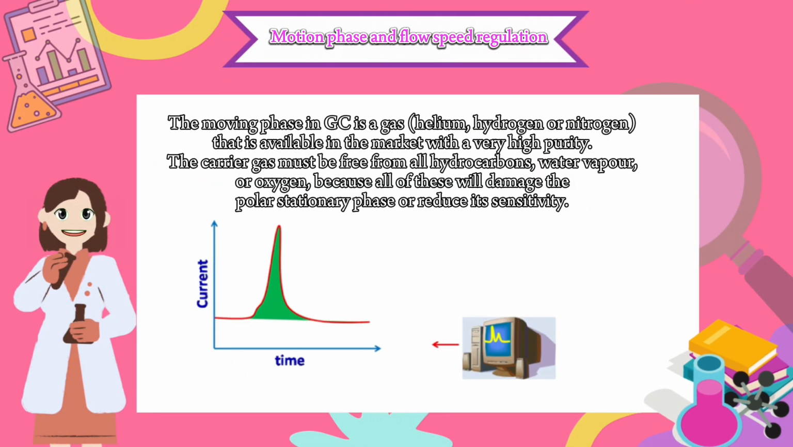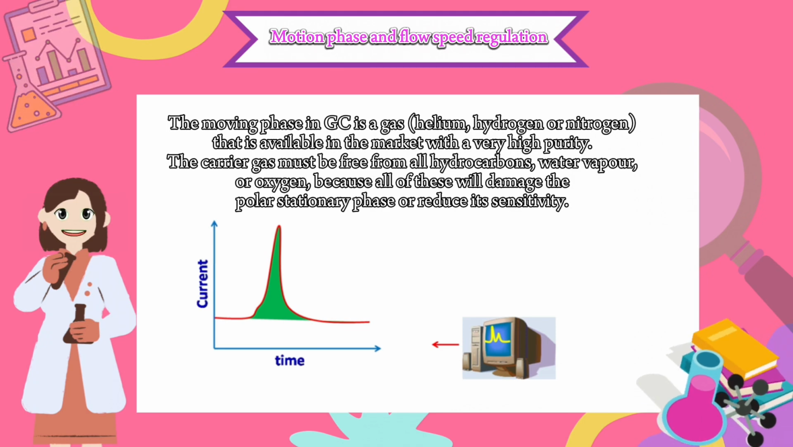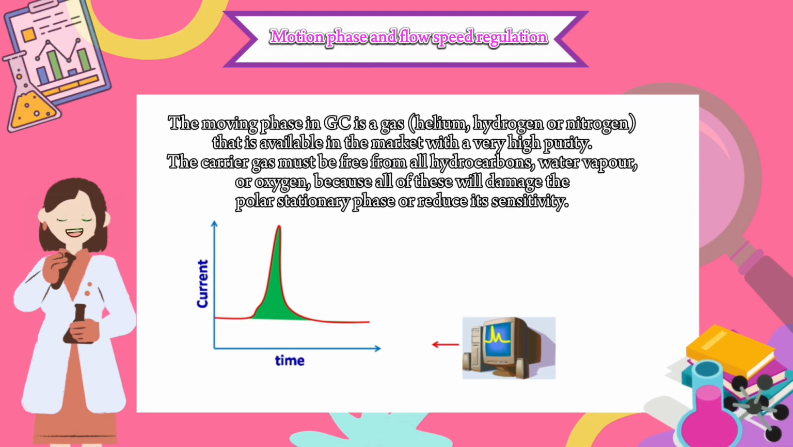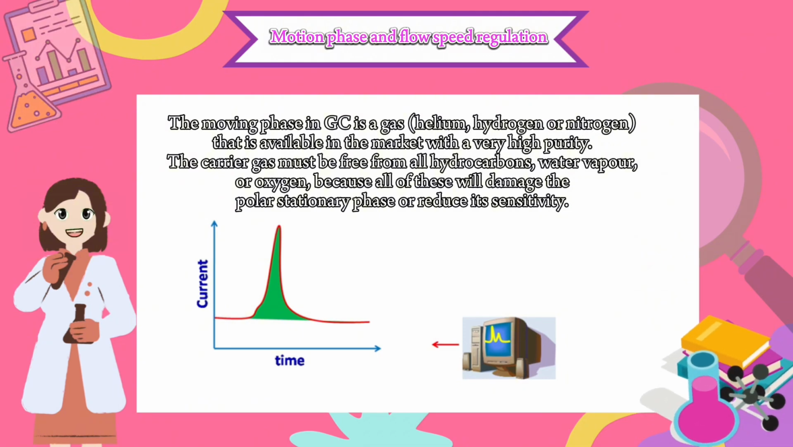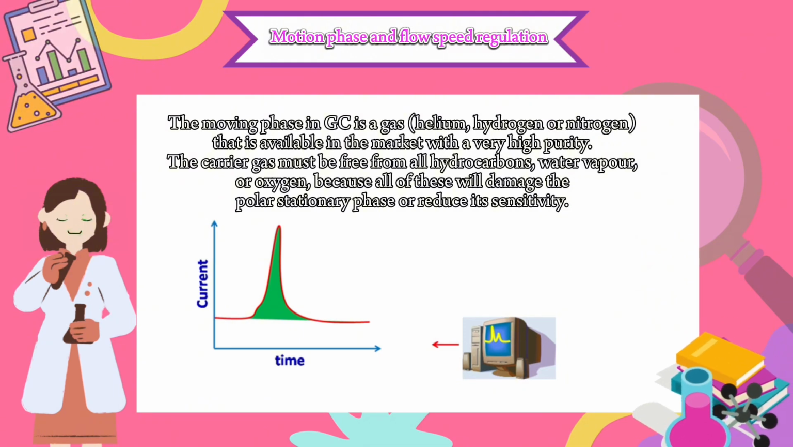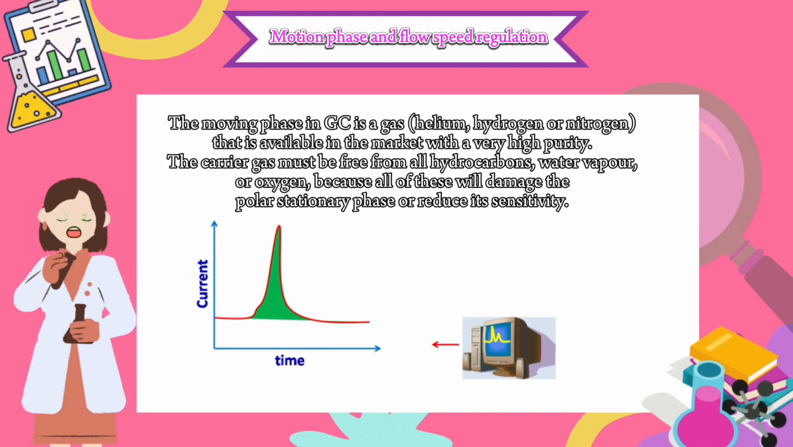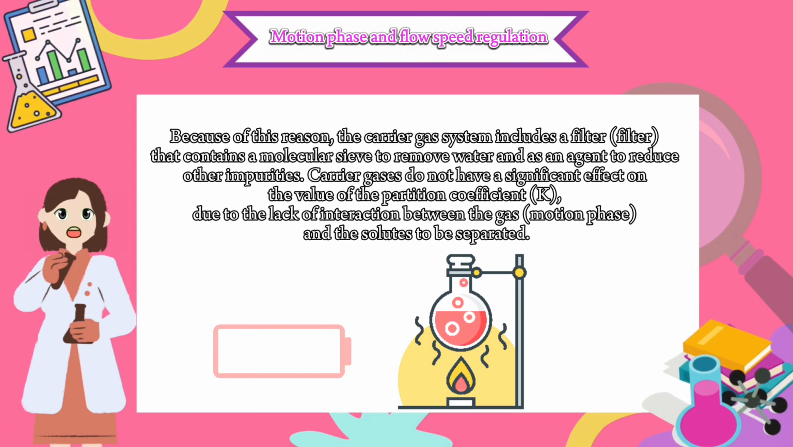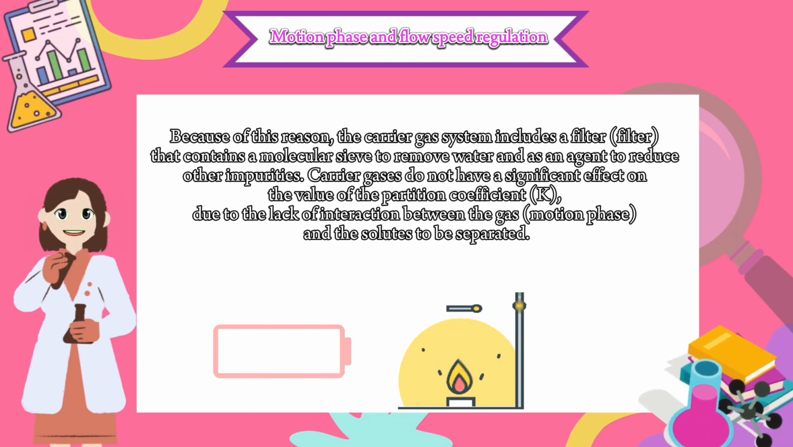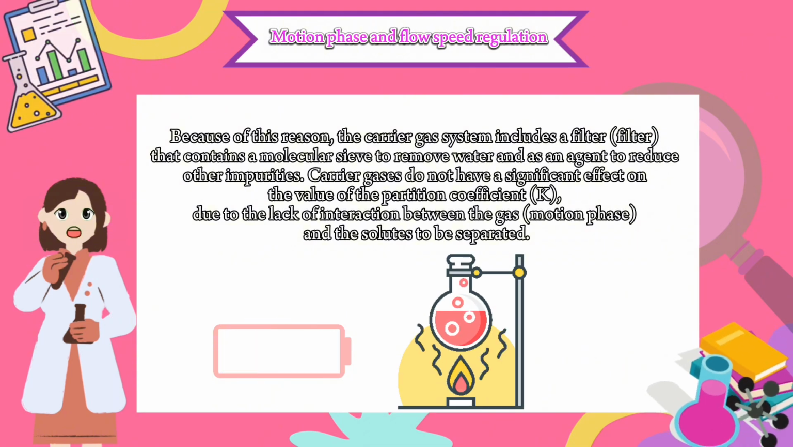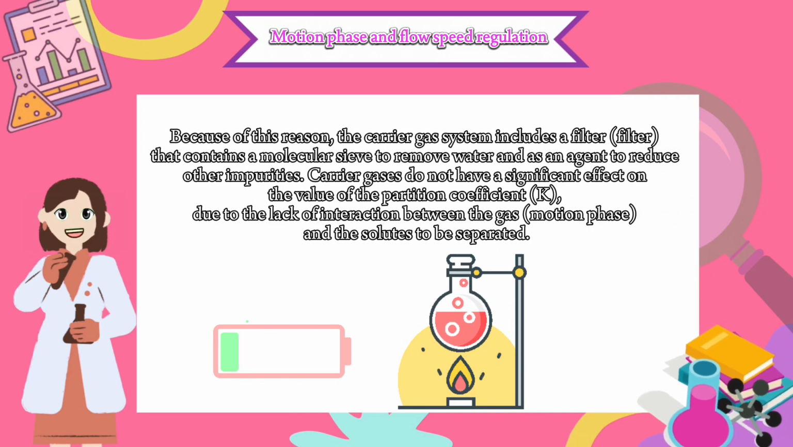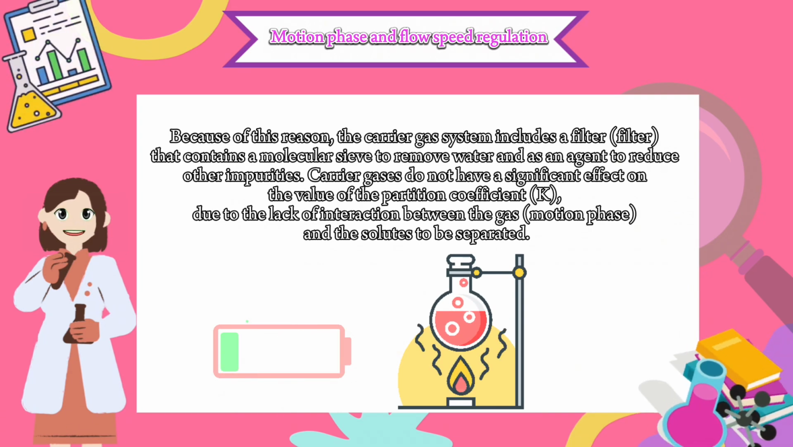The moving phase in GC is a gas: helium, hydrogen, or nitrogen, which is available in the market with very high purity. The carrier gas must be free from all hydrocarbons, water vapor, or oxygen, because all of these will damage the polar stationary phase or reduce its sensitivity. Because of this, the carrier gas system includes a filter that contains a molecular sieve to remove water, and an agent to reduce other impurities. Carrier gases do not have a significant effect on the value of the partition coefficient K due to the lack of interaction between the gas mobile phase and the solutes to be separated.